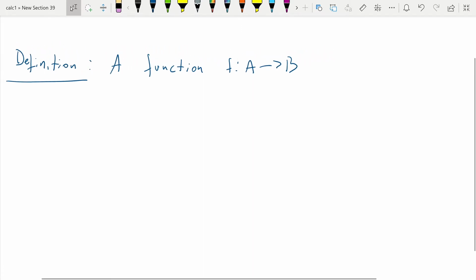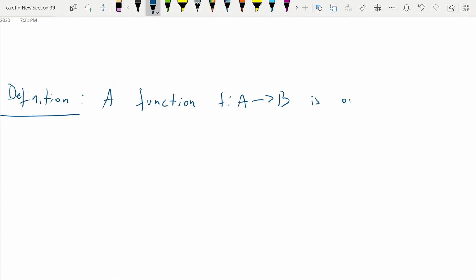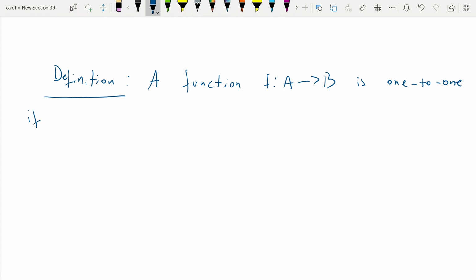Okay, so a function f from a set A to a set B is said to be 1 to 1 if a1 not equal to a2, both elements in A, implies, because f is defined as a function from A to B, that f of a1 must be different from f of a2.